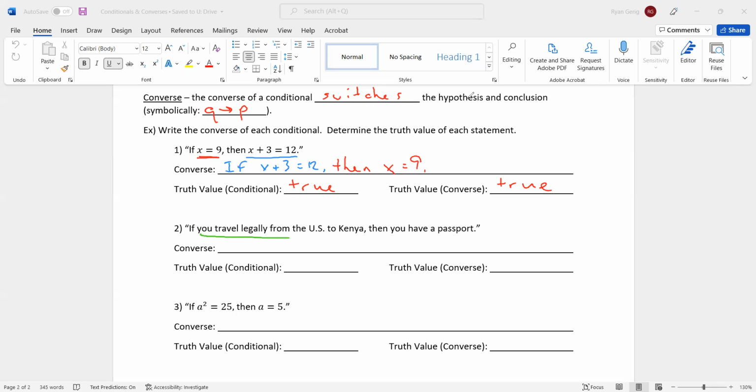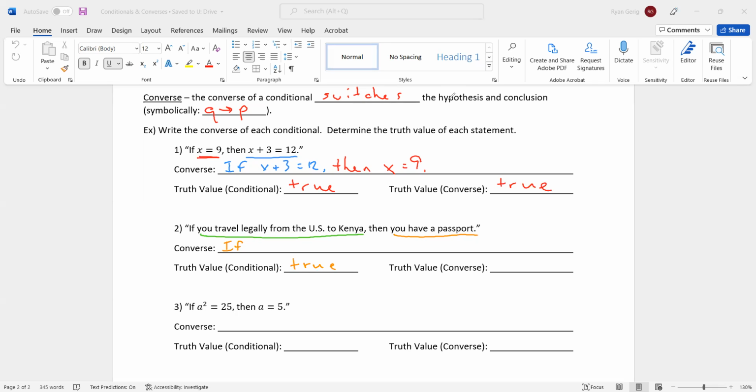If you travel legally from the United States to Kenya, then you have a passport. So the hypothesis is you travel legally from the US to Kenya. The conclusion is you have a passport. Is that true? Yes, it is. If you're traveling legally, then you have to have a passport, especially if you're going international, which Kenya is, another nation.